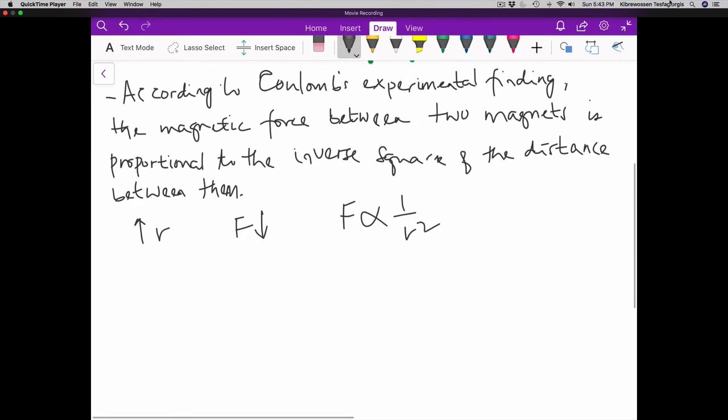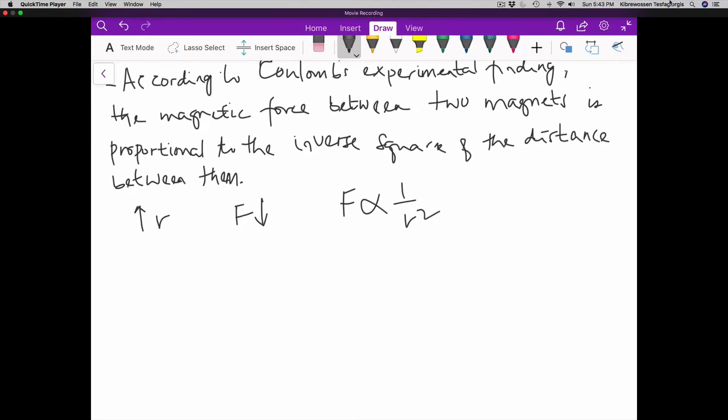What this shows us, let's say first the force was 18 Newton when the distance between them was, you can call that distance x meters, right? Then how much force are you going to get if now the distance is 3x meters?